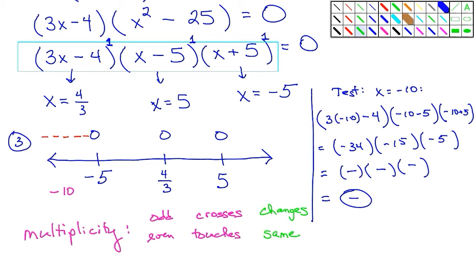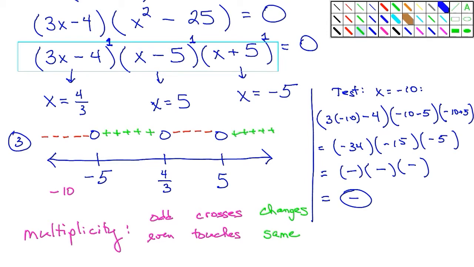So from negative infinity to negative 5, it was negative. Then it's going to change and cross over here. So it's going to be positive between negative 5 and 4/3. Then we cross another 0 and it becomes negative. And then we cross another 0 and it becomes positive.